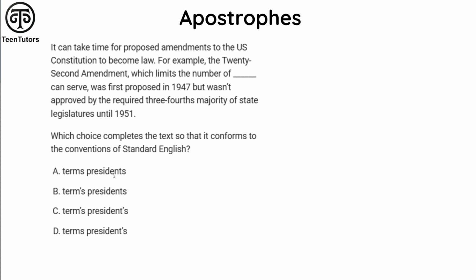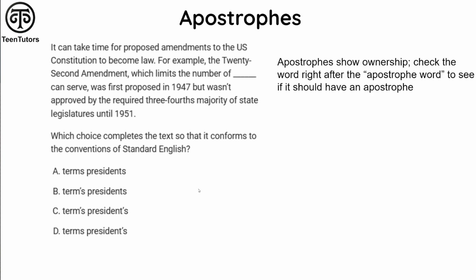So the next thing we do have to understand simply is apostrophes, right? And these are pretty simple. So basically, we're going to have a question where the words are all basically the same, and we just have to determine where do the apostrophes go. So remember, apostrophes show ownership. We check the word right after the quote-unquote apostrophe word, right? That's the word that we are determining if we need an apostrophe to see if it should have an apostrophe.